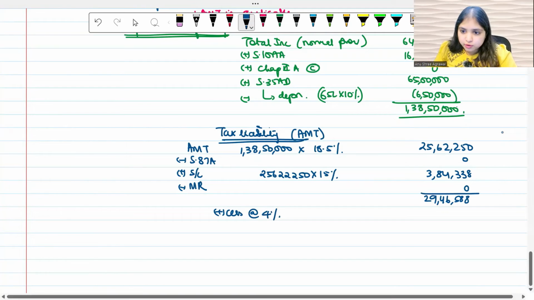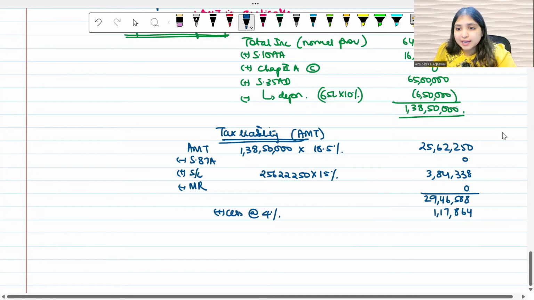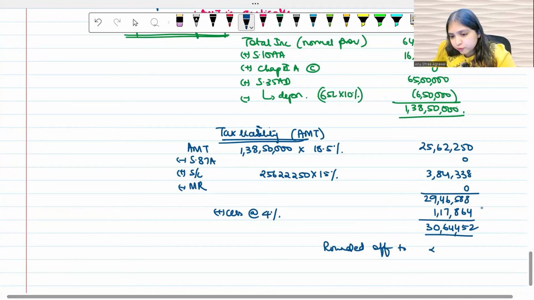All right. And to this now we will add cess at the rate of 4%, which will work out to 1,17,864. And now if you add up, what's the total tax liability of this assessee? 29,46,588 plus 4% is going to be 30,64,452. All right, guys, which is not in multiples of 10, so we will round it off to the nearest multiple of 10. It will be rounded off to 30,64,450.